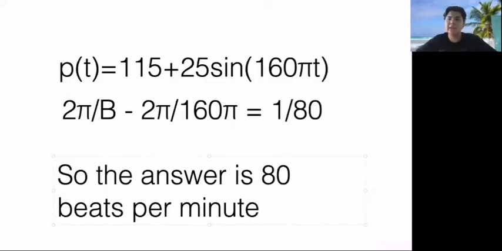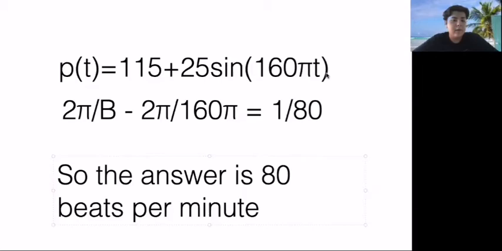Blood pressure. Each time your heart beats, your blood pressure first increases and decreases as the heart rests between beats. We're going to calculate how many times your heart beats in 1 minute. So we need this formula right here. That is for calculating the period.